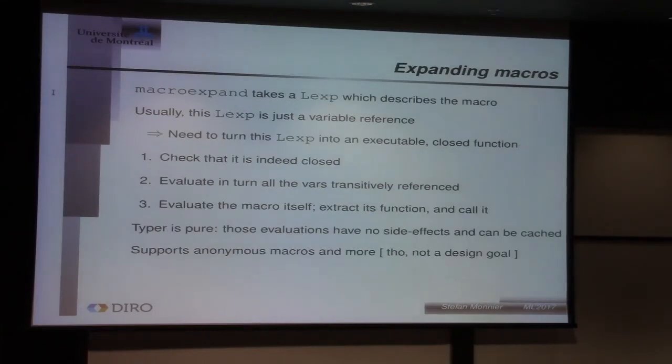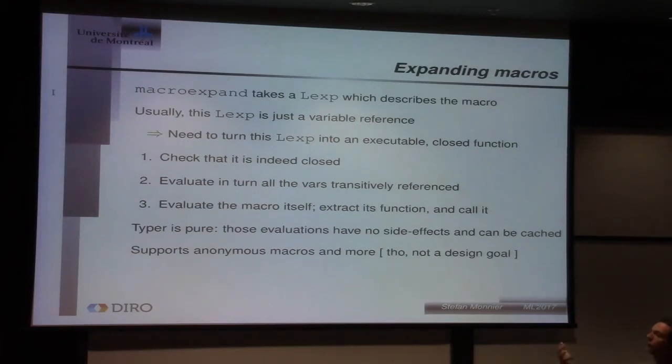Okay. One last detail about expanding macros is that the macro expansion function receives as an argument what I call an L expression. So it's an expression in this core lambda calculus. And in general, this expression is just going to be a variable reference, so it's not going to be closed. So I can't directly extract a function from it. If it's a variable, I can look it up in the environment, but the binding in the environment might itself be an expression which refers to other variables. So I really need to check that this is actually overall closed if you follow all those variable references.